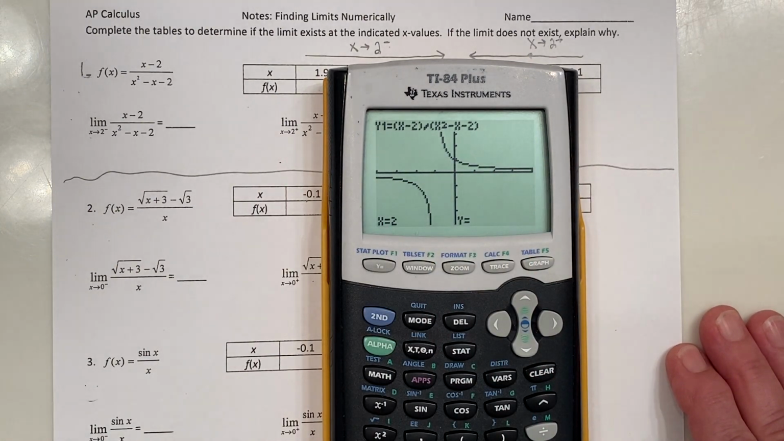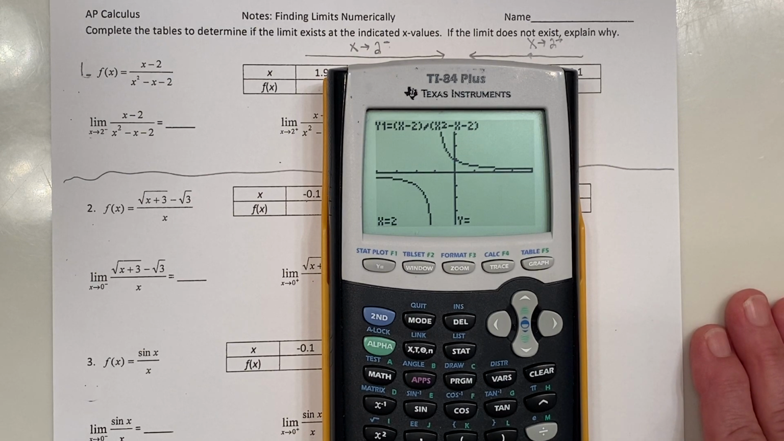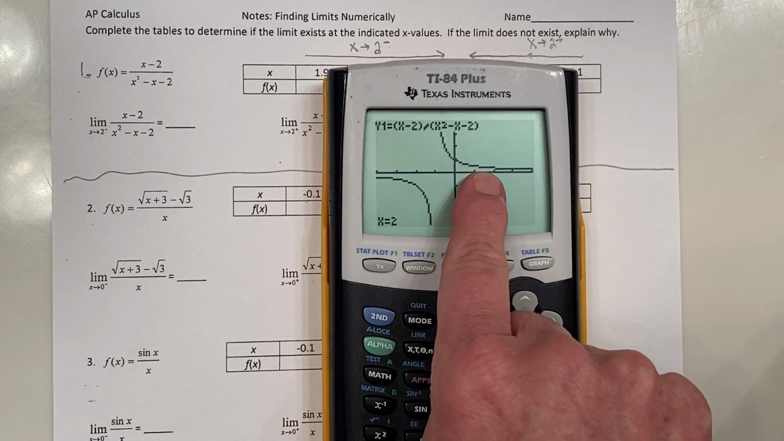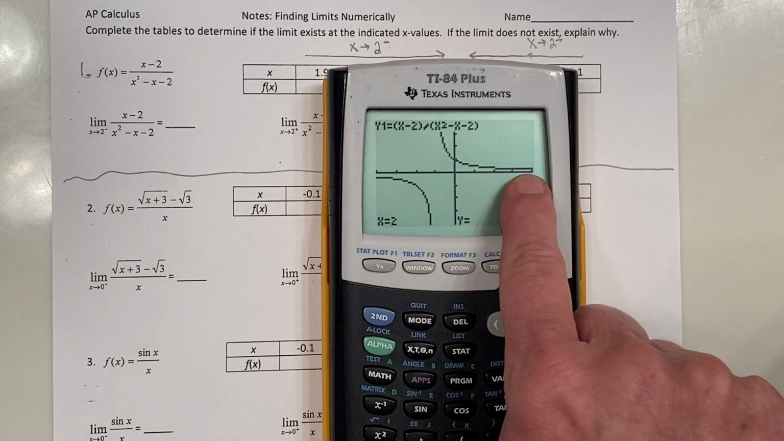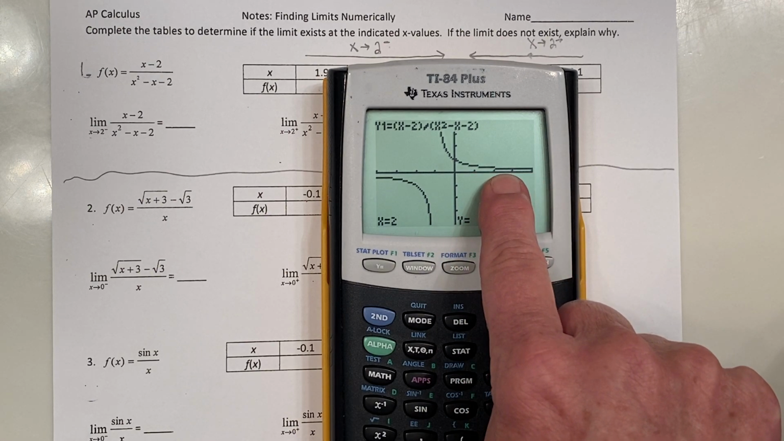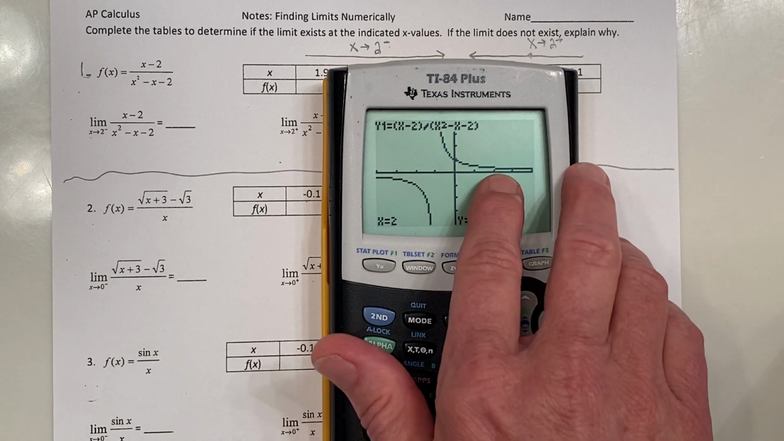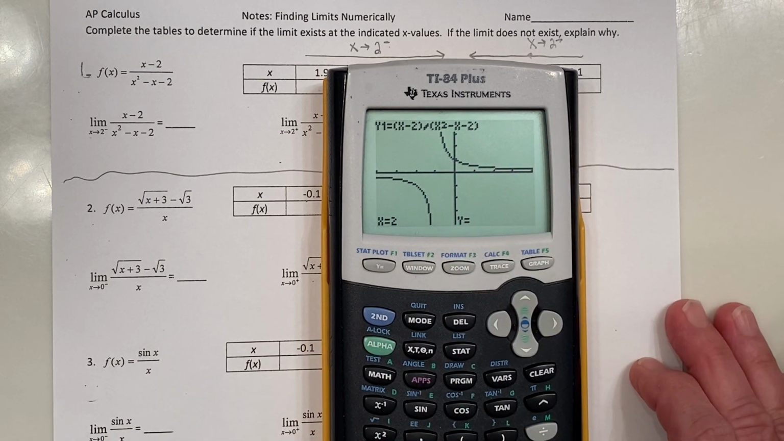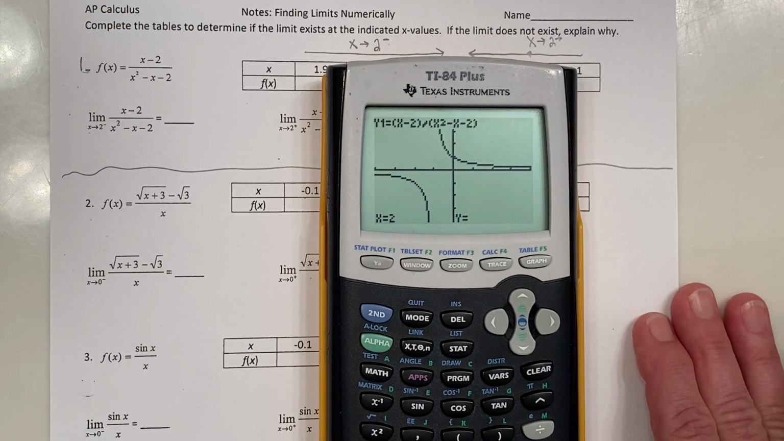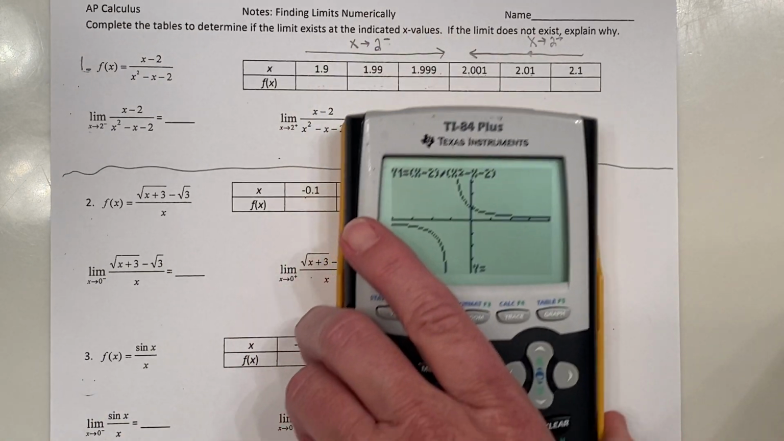I don't know. I'm just trying to predict what I think my answer should be. I think the left limit as x approaches 2 and the right limit as x approaches 2 are going to be the same values, which means that the limit does exist, even though the function's not defined at x equals 2.